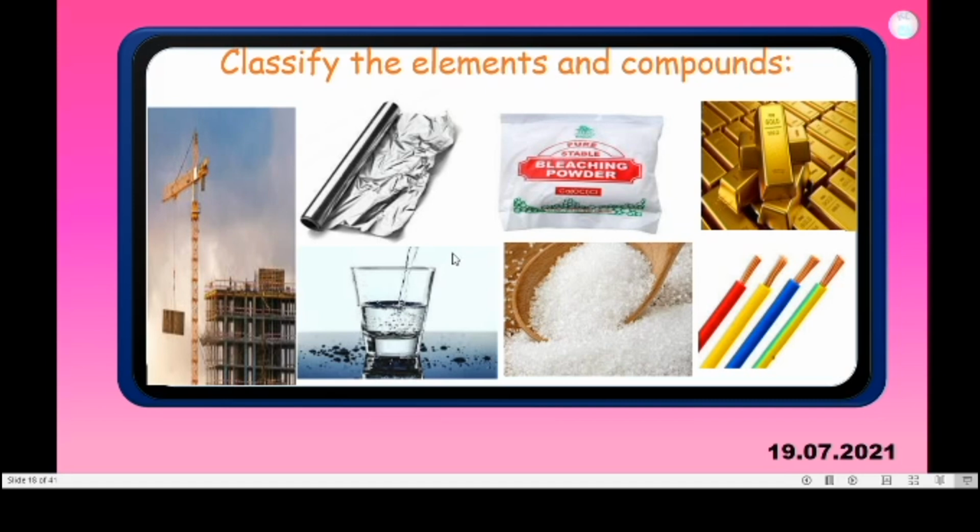Here are some examples of elements and compounds. This is an example of an element: iron, a metal. This is aluminum, also an example of an element. These are examples of compounds. Water is a compound. Here, sugar is also a compound. Here, electric wires are made of copper; this is an example of an element.